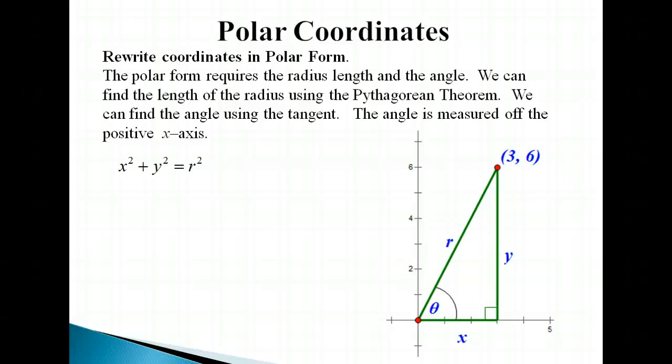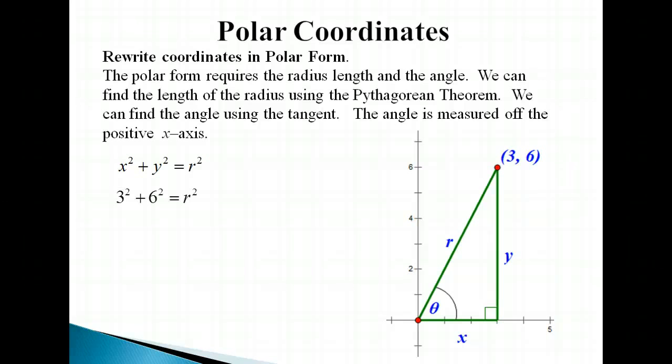So let's look at this. If we have (3, 6), we need to know what the radius length is coming off the pole or the origin, and we also need to know what the angle measure is. And that's pretty easy to do. With the radius length, we can do that using the Pythagorean theorem. Now normally it's a squared plus b squared equals c squared, but our leg lengths are determined by x and y, and our radius length is the hypotenuse. So we're going to do x squared plus y squared equals r squared.